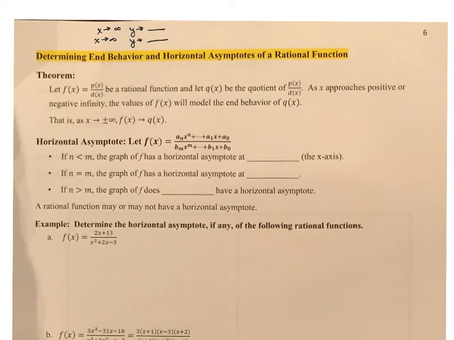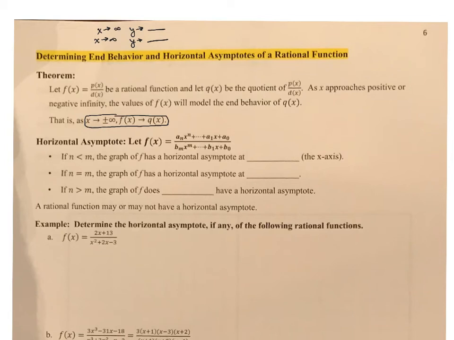Okay, so let f of x equal p of x over d of x be a rational function. Same thing we've talked about the previous 5 pages. And let q of x be the quotient of p of x over d of x. So the quotient is just what I get when I divide the polynomial in the numerator by the polynomial in the denominator. Then as x approaches positive or negative infinity, the values of f of x, or the y values, will model the end behavior of the quotient. So as x heads to positive or negative infinity, f of x is going to approach whatever the quotient is, if I were to do the division.